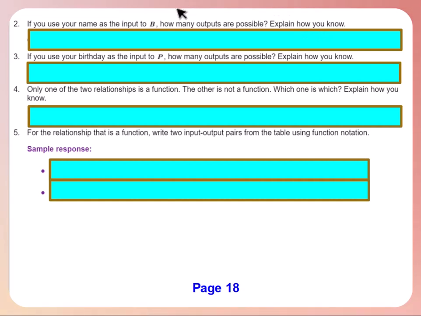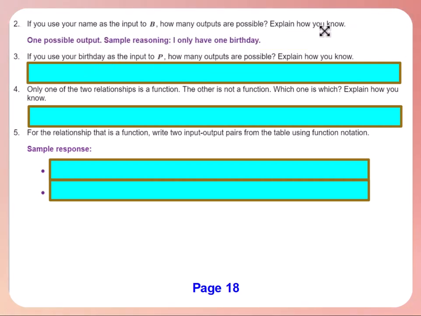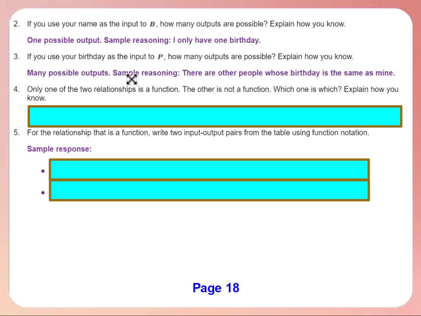If you use your name as the input to B, how many outputs are possible? Okay, so if you put your name in, you only have one birthday. Explain. Don't stop at just the answer. Okay, if you put your name in, everybody only has one birthday. If you use your birthday as the input, how many outputs are there? We already said that. There are many possible because there are other people whose birthday is the same.